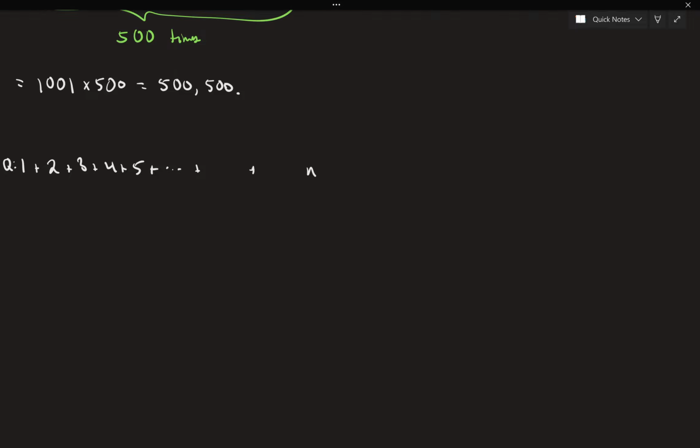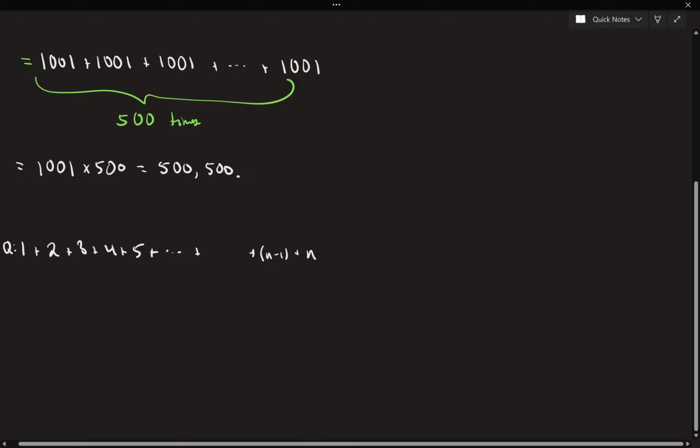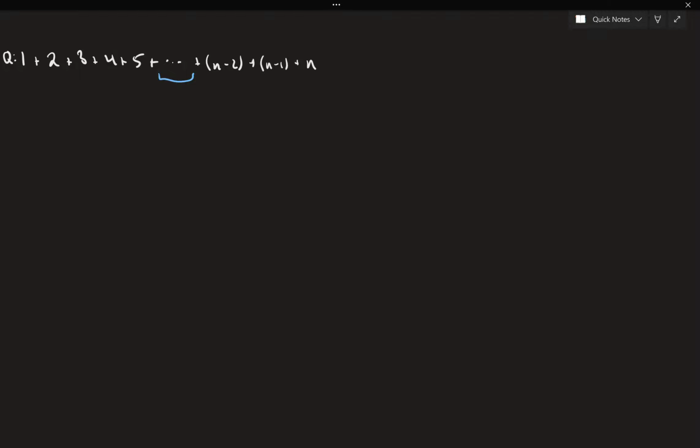So, just like before, what's going to come before n? Well, n minus 1. What's going to come before n minus 1? n minus 2. And these ellipses, these 3 dots, are just indicating that there's probably a lot more stuff in there. So I'm just going to break it up exactly like I did before. 1 and n adds up to n plus 1. 2 and n minus 1 add up to n plus 1. 3 and n minus 2 add up to n plus 1. And these will just keep canceling out.